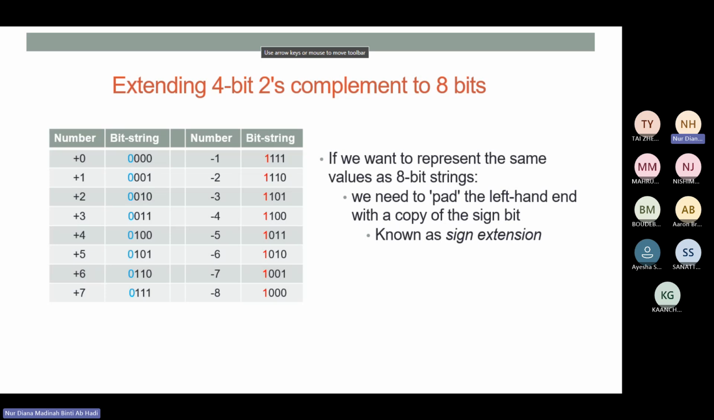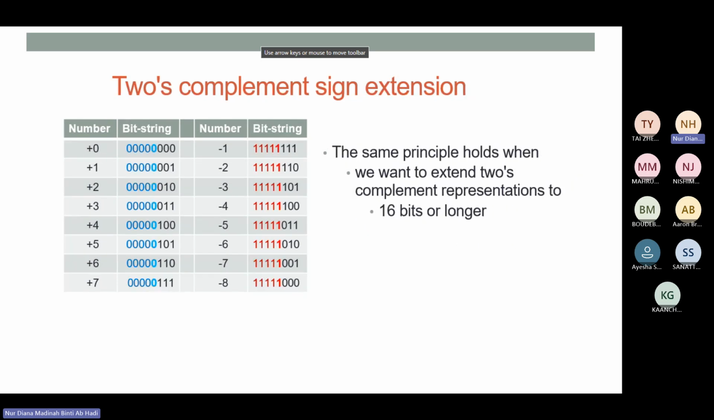So, extending the 4 bits of two's complement to 8 bits, we want to represent the same value as an 8-bit string. We need to pad the left-hand end with a copy of the sign bit, which we know as sign extension, like this. Okay, the same principle holds when we want to extend a two's complement representation to 16 bits or longer.